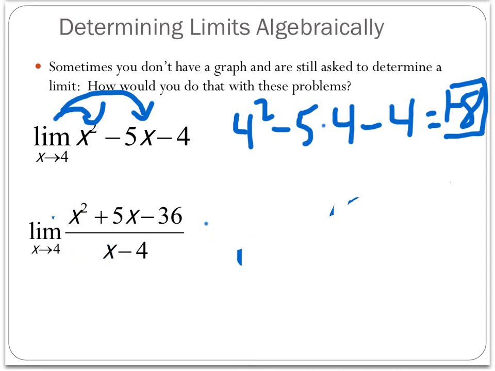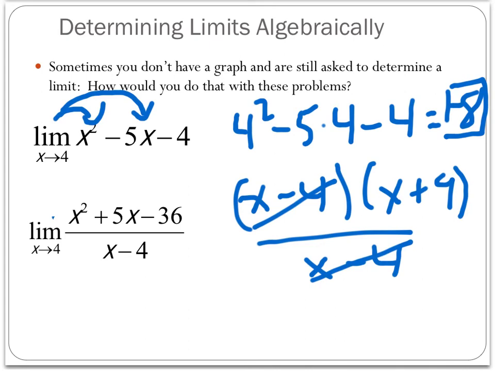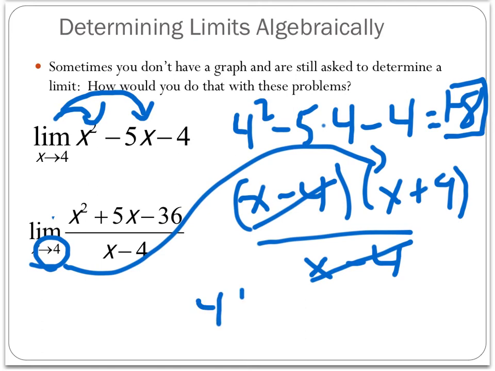Okay, remember your generic rectangles from Algebra 1. You do this by factoring. And so if you notice, the top factors to x minus 4 times x plus 9, over, we still have x minus 4 in the denominator. You notice now the x minus 4's cancel. So we can find the limit by replacing x equals 4 into our function. So 4 plus 9 equals 13.